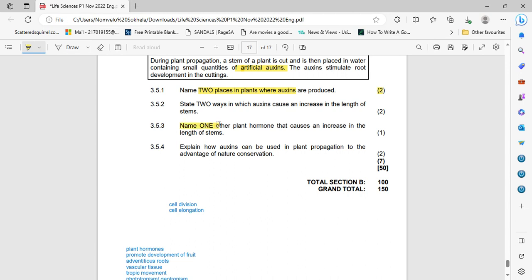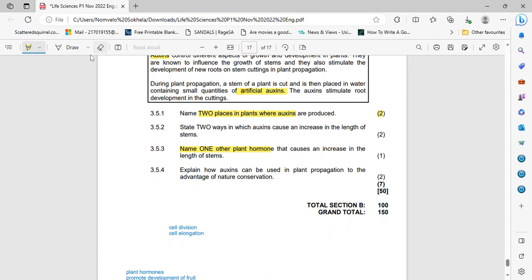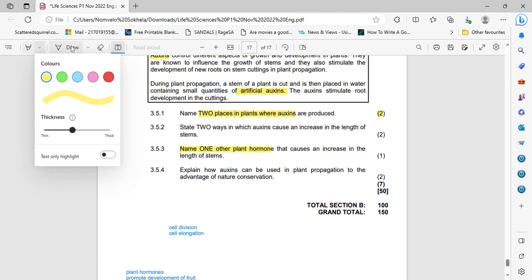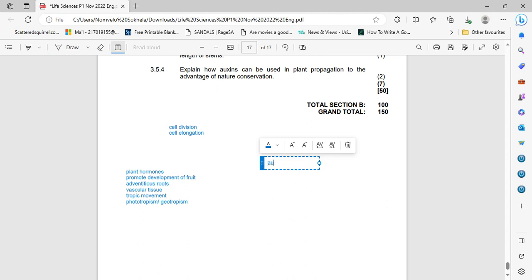Name one other plant hormone that causes an increase in the length of stems. So remember, grade 12s, how many hormones did you learn about? Let's take the first three basic ones. You learned about auxins, right? Then you learned about gibberellins, right? And let's make sure we have the correct spelling. Gibberellins. Then you learned about abscisic acid.